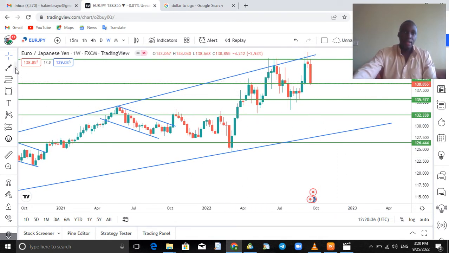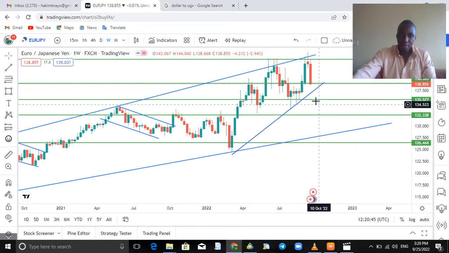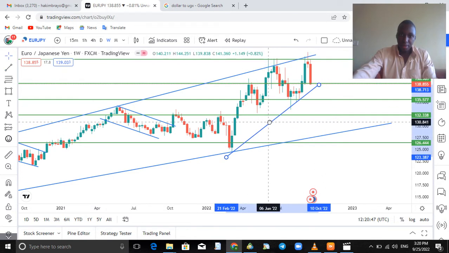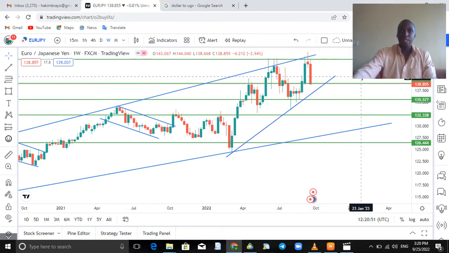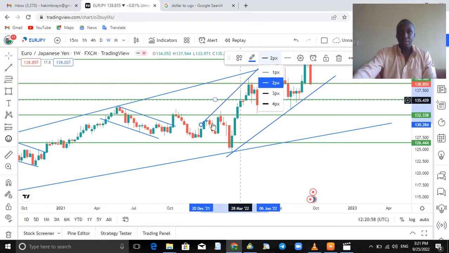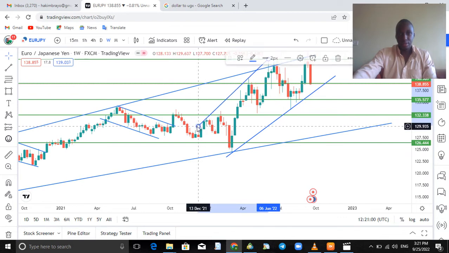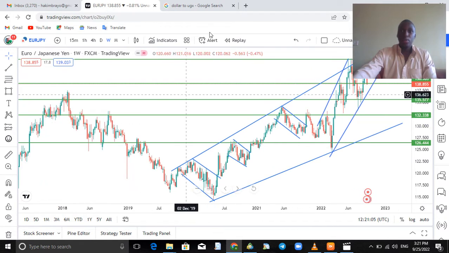my support and resistance trend line. So I'm going to get my support and resistance trend line. Let me make it clear. So that is our support trend line, and this can act like our resistance trend line. So what next? We go in the lower time frame.